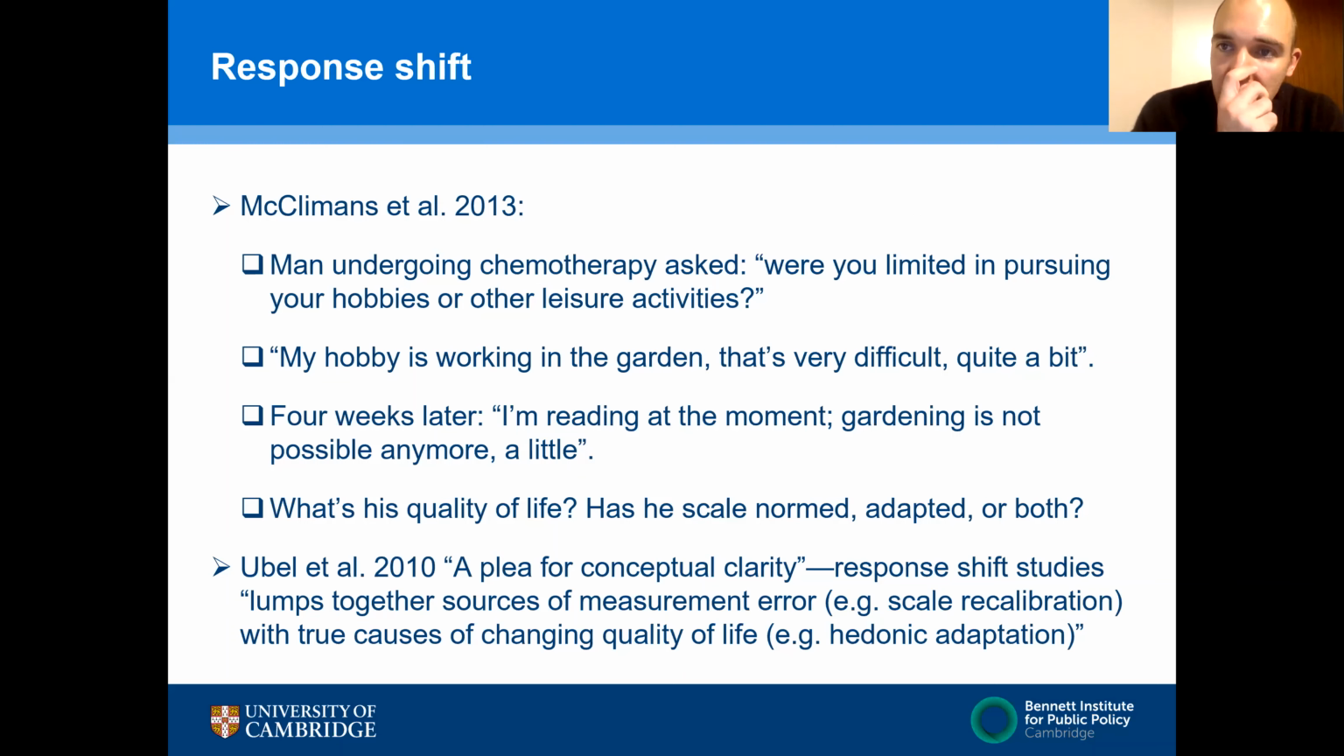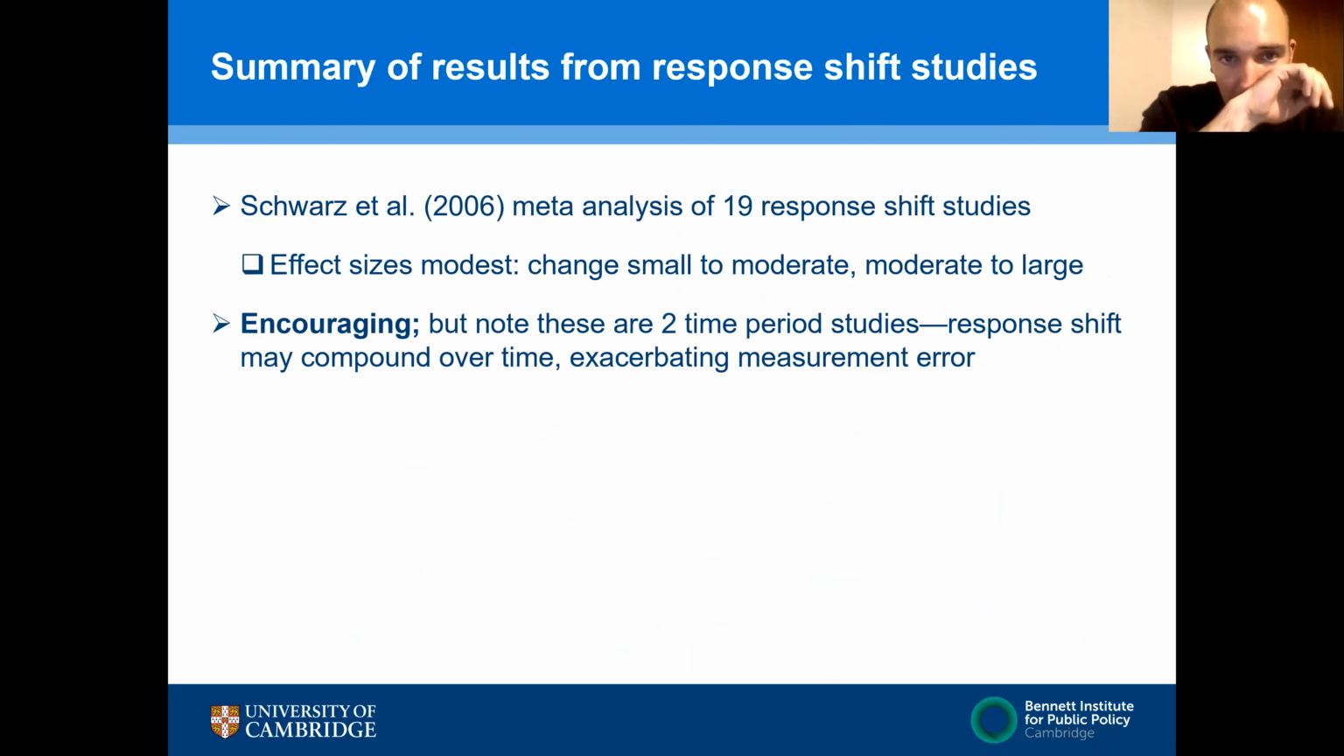So this seems to me completely parallel to what I've been saying up to now about how scale norming would manifest in life satisfaction scales. So it's not clear when you have a change in the reporting and when you have a change in the feelings. And these are two things that we need to be able to separate. And we can't do that with just a life satisfaction scale. We're going to need to have some additional instruments to tease these things apart.